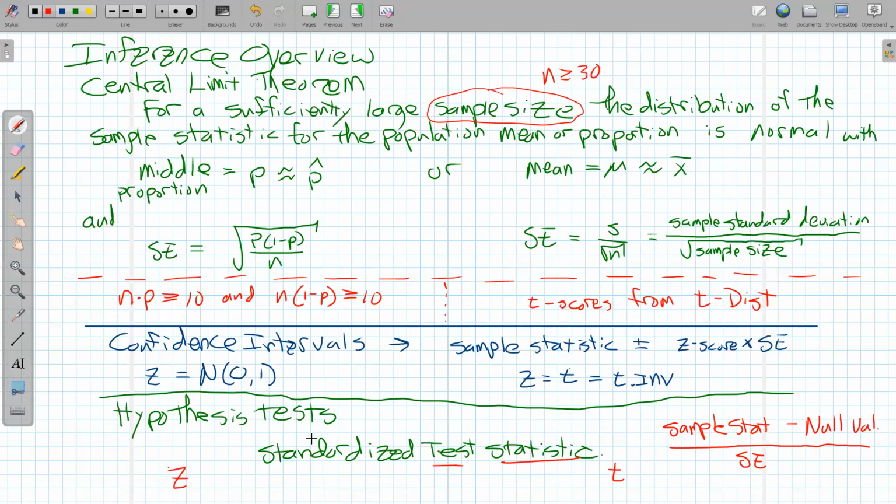All right, so let's do an example of a hypothesis test for a proportion, and then we'll move on and do some confidence intervals and hypothesis tests for a mean with this new information.